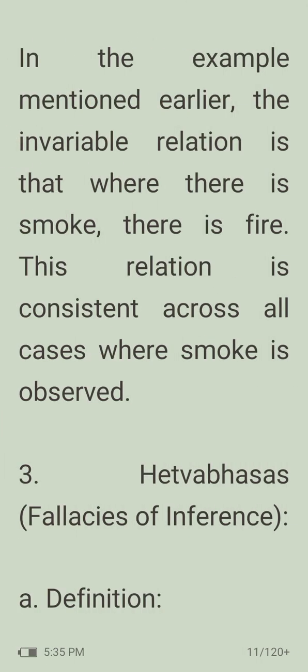Examples include, in the example mentioned earlier, the invariable relation is that where there is smoke, there is fire. This relation is consistent across all cases when smoke is observed.